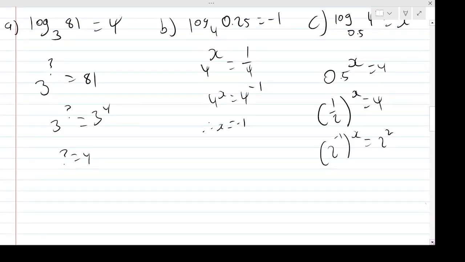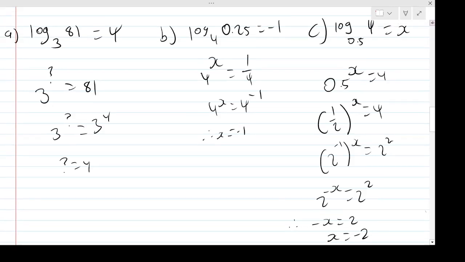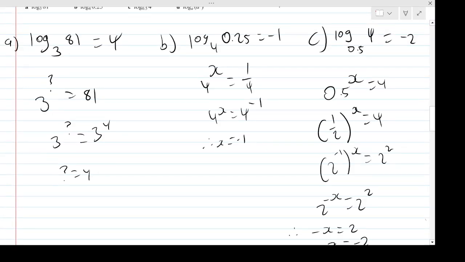At this point, I can use the power law where I've got a bracket multiplied by a power: I multiply the powers. So 2 to the minus 1 times x is minus x, and that equals 2 squared. Therefore, we can see that minus x is 2, so x is minus 2. So again, the logarithm has to equal minus 2.